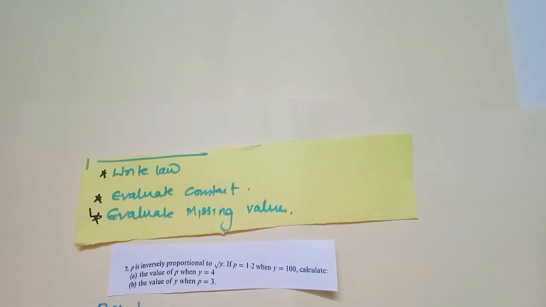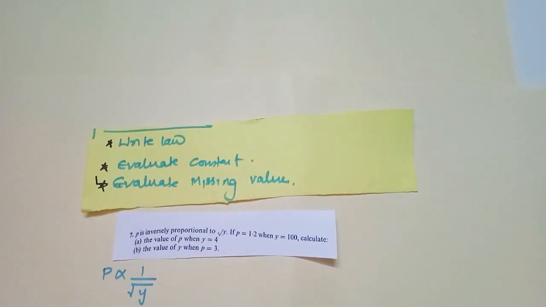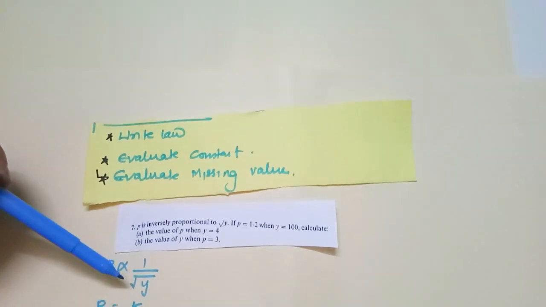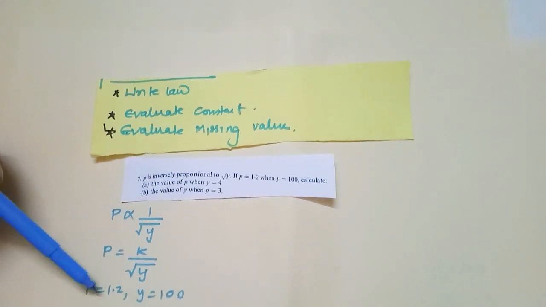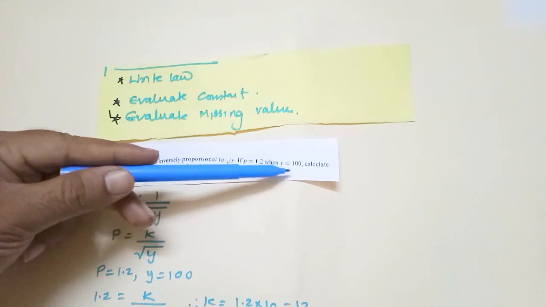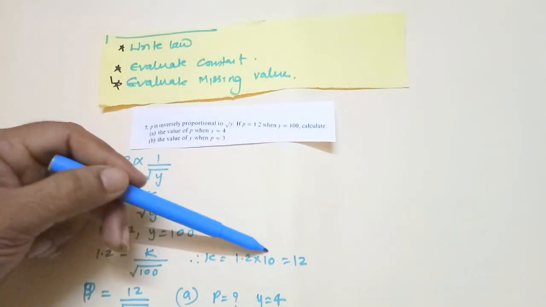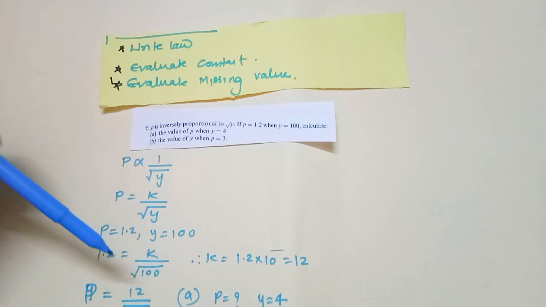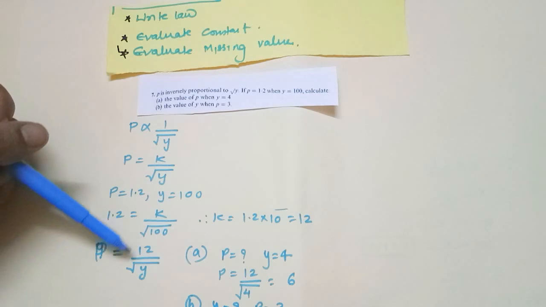Hope you tried this question. Now let's figure out the answer. First, it is inversely proportional, so I'm writing p is inversely proportional to the square root of y. Then evaluate the constant by removing the proportionality sign. They have given that when p is 1.2, y is 100. So 1.2 equals k over root 100, and if you cross multiply, you get k as 12. Now your proper law becomes p equals 12 over root y.